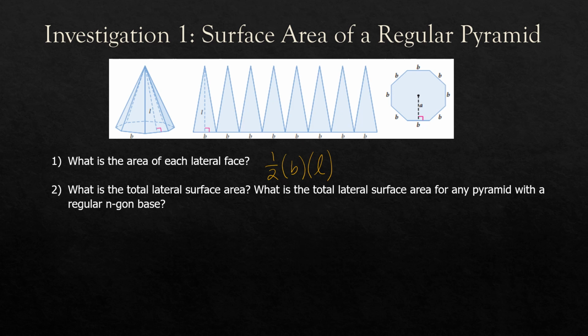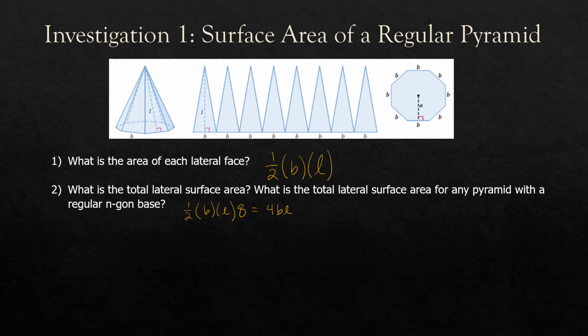What is the total lateral surface area? In this case, we have 8 of these. So 1/2 base times L, and then we would multiply it by 8. 8 times 1/2 is going to be 4BL.